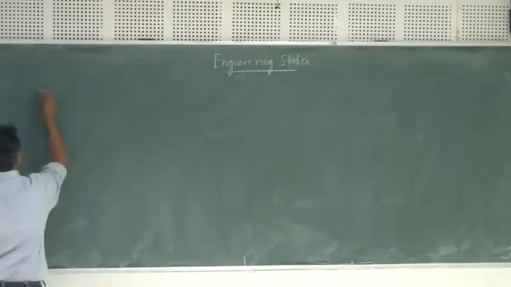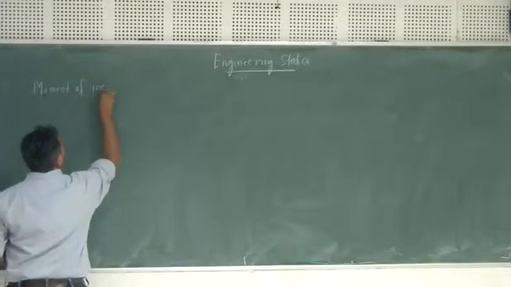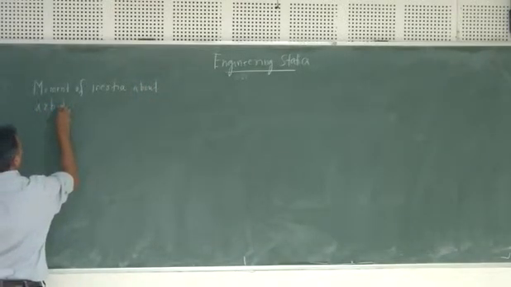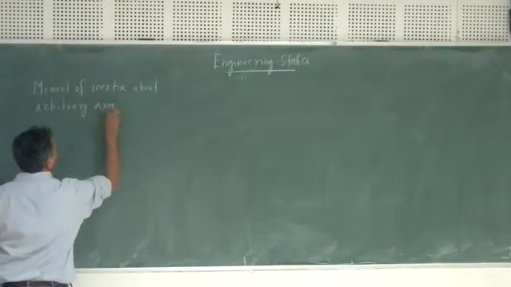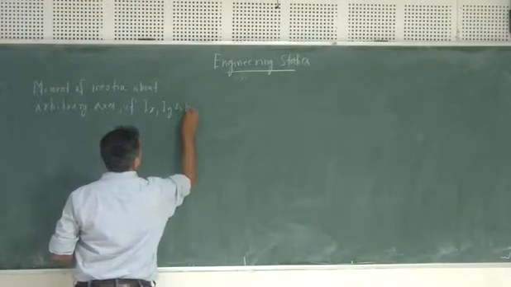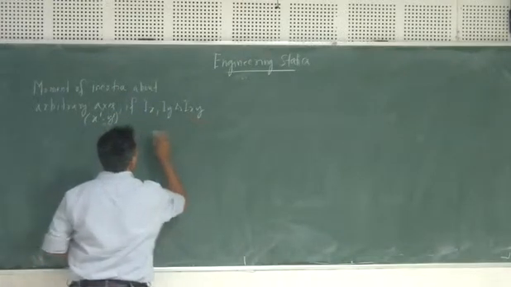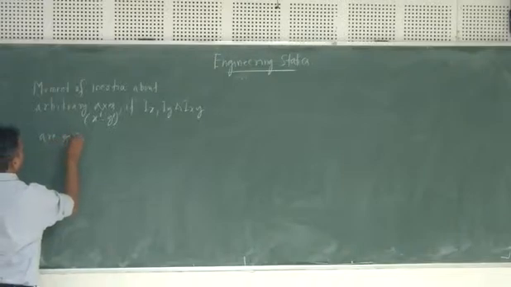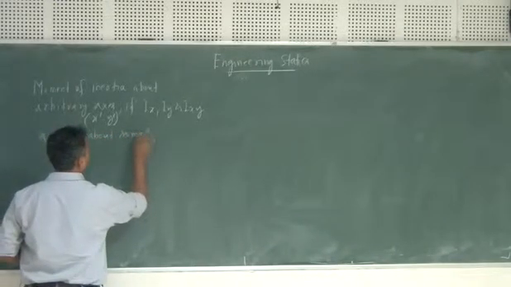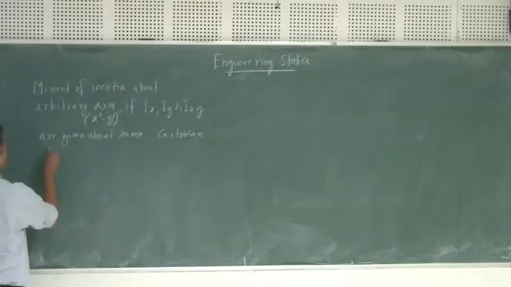So it means that the moment of inertia about an arbitrary axis, x dash and y dash, if Ix, Iy, Ixy are given about some Cartesian coordinate system.